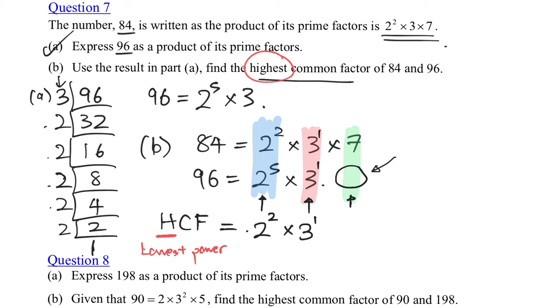Or, if some of you are confused or want to reapply lowest power, it means there's actually a 7 power 0 here, which is a 1. So I'm not going to take it at all. So now, the question didn't say to leave the result as prime factors, so I will multiply 2 squared times 3 to get 12. And that is the highest common factor of 84 and 96. So that's how you do HCF.